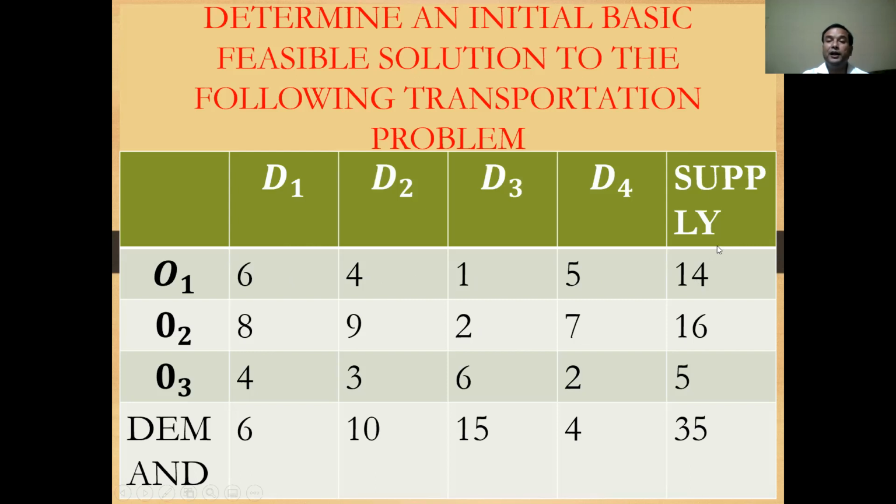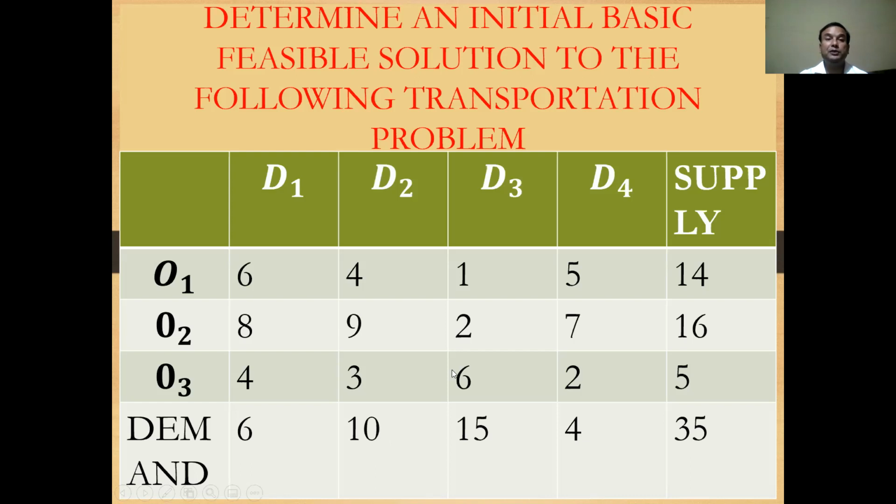The supply means origin 1 has 14 available items, origin 2 has 16 items available, and origin 3 has 5 items available. Destination 1 requires 6 items; demand means requires. Destination 2 requires 10 items, destination 3 requires 15 items, and destination 4 requires 4 items. Now we have to determine an initial feasible solution, which means we have to find the number of items given to particular destinations, and the total cost.